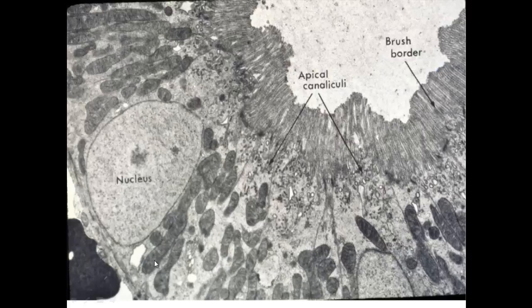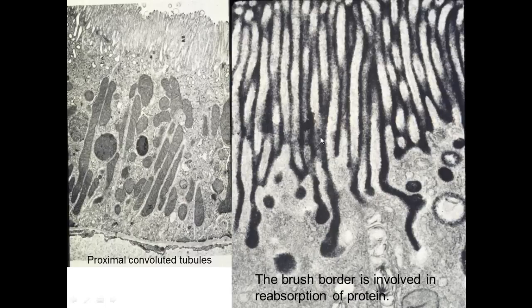On the apex, in addition to the infolding you see at the bottom, in the apex, you have the brush border. The brush border and a lot of apical cavity canaliculi, little projections where you can see in the next one, this animal has been perfused with albumin, and some of it was able to get through the glomerulus into the filtrate, and the proximal tubule, the brush border, trapped it, and took in the protein, to reabsorb protein.